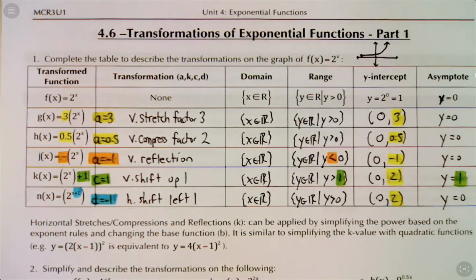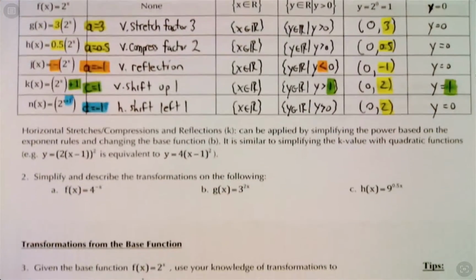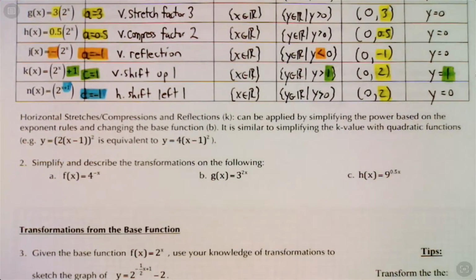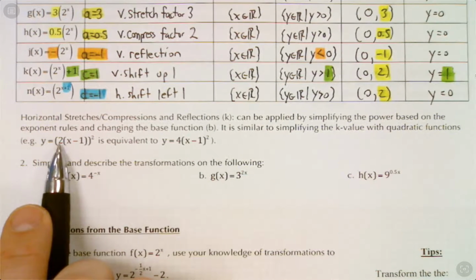All right. So sometimes horizontal stretches, compressions, and reflections can be applied by simplifying the power based on exponent rules and changing the base function. It's similar to simplifying the k value in a quadratic function. And you might have noticed that when you learned quadratics and all the transformations, there was only a, h, and k. There was no horizontal transformation. Like you never saw something like this with a k value.